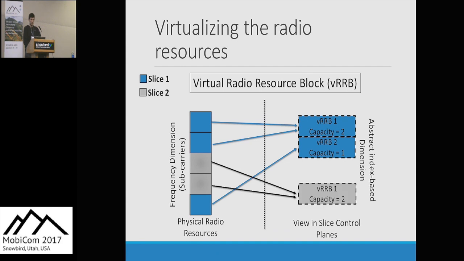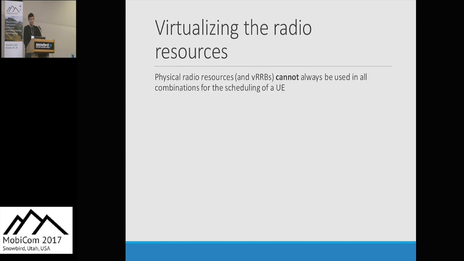Now, another thing that is important to note here is that the VRBs that are revealed to different slices are mutually exclusive, which means that the physical resources that they map into are not the same, and therefore scheduling decisions that can be made from the control planes of slices are never going to have a conflict. So this allows us to reveal the minimum allocation units to control planes of slices, but this is not the only problem that we have here, because physical radio resources and their VRB counterparts cannot always be used in all combinations for the scheduling of a mobile device.